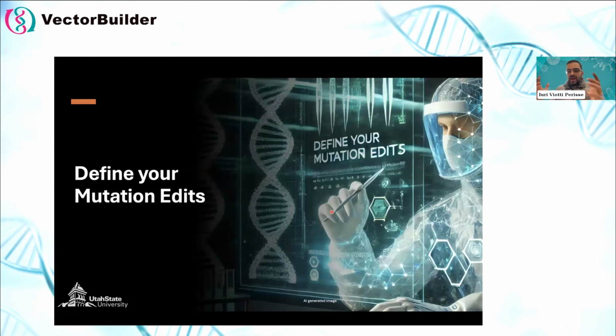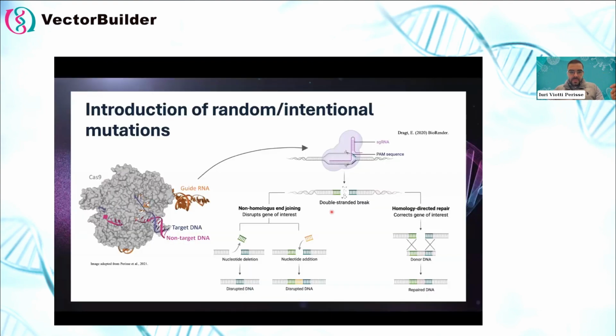So what kind of edit do you want to accomplish? Do you want to do one of those random mutations, just inserting any mutation that is going to disrupt the gene, or do you want to do some more specific point mutations, some specific nucleotide replacement? Defining your goal is also important because it depends on what's going to happen downstream in that application.